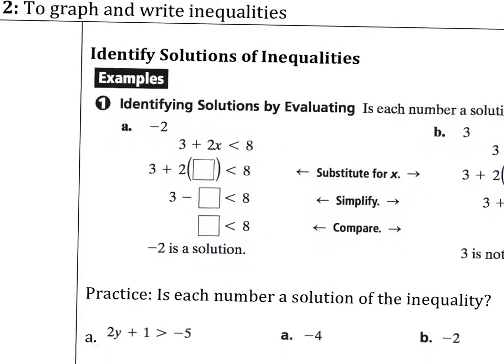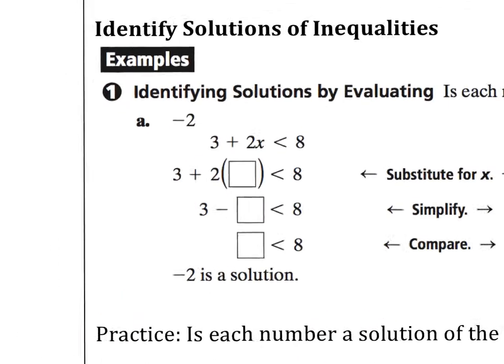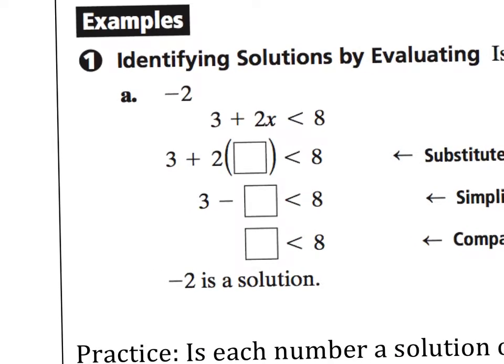Example 1a. The instructions here say, is each number a solution of 3 plus 2x is less than 8? We'll get into some application of this in a little bit, but for now, we want to be able to play with the numbers. So we just have to take our value, which is negative 2, and substitute it in for the x. So I'm going to place the negative 2 there. Of course, this whole time over here is technically a question mark until we actually come up with a straightforward scenario.